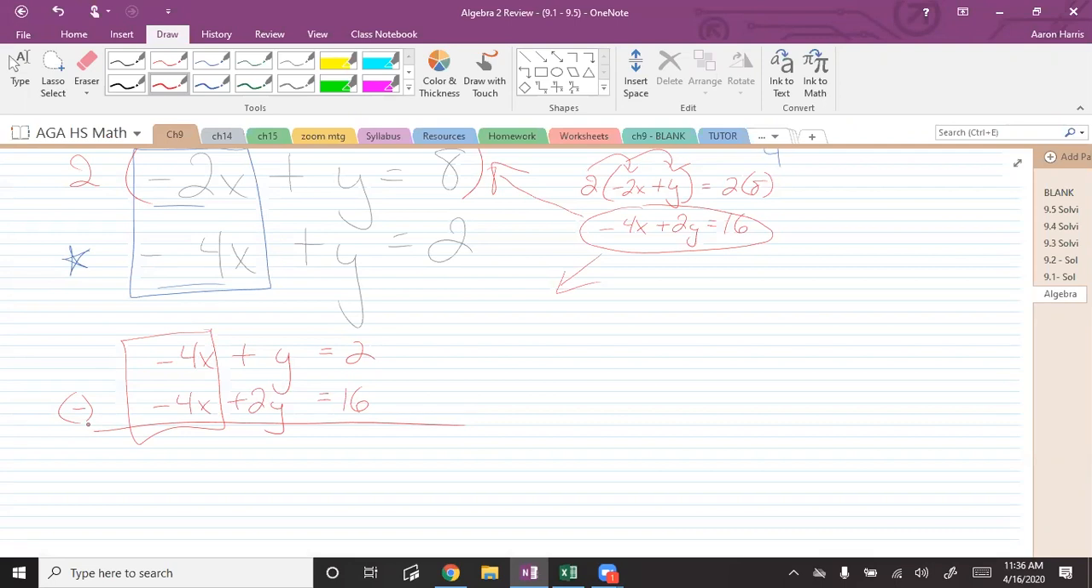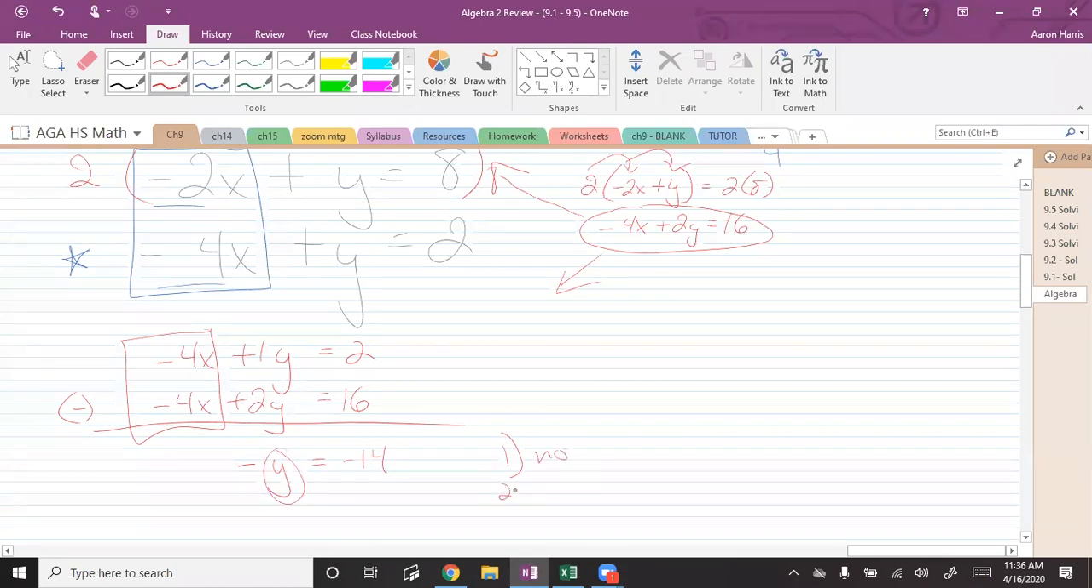So here we go. Negative 4 minus a negative 4. Negative and negative is a positive. What number does that go to? Negative 4 plus 4 is what? 0. Here we go. 1 minus 2. What do you get? Negative 1. 2 minus 16 is what? Negative 14.